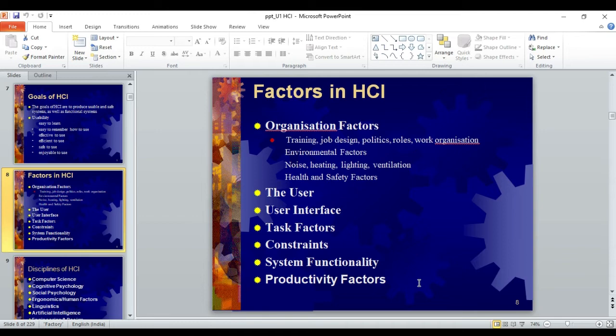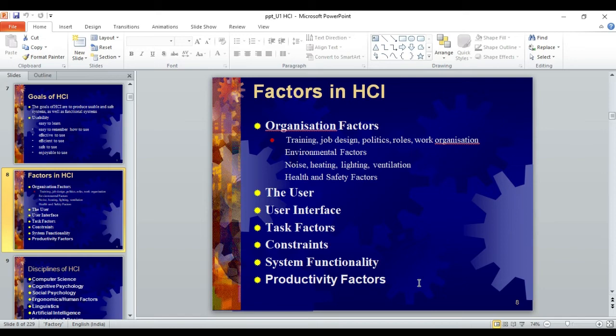The next factor is the user interface. The interface plays a major role. There are several types of interfaces we can design. We have to design an interface in an efficient and effective manner, and it should increase the usability for users, so that many users can use the interface to interact with the computers. We have to concentrate on those factors when designing a user interface.